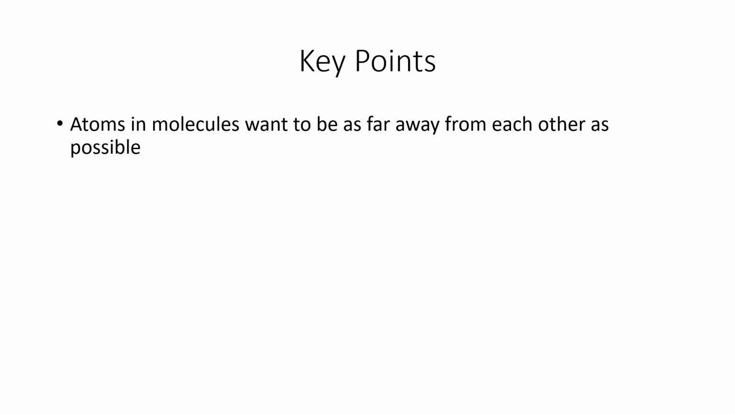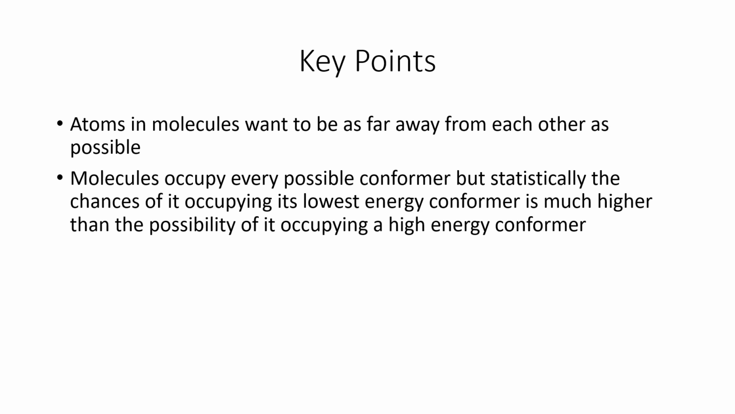And lastly, the key points of this video are as follows. Atoms and molecules want to be as far away from each other as possible. We saw this with the staggered and eclipsed conformation of ethane. Molecules occupy every possible conformer, but statistically, the chances of it occupying its lowest energy conformer is much higher than the possibility of it occupying a high energy conformer.